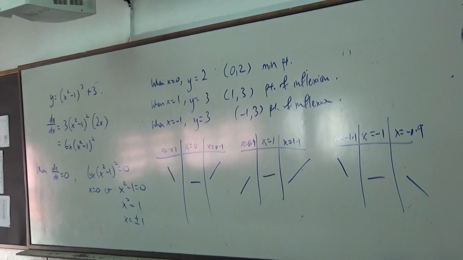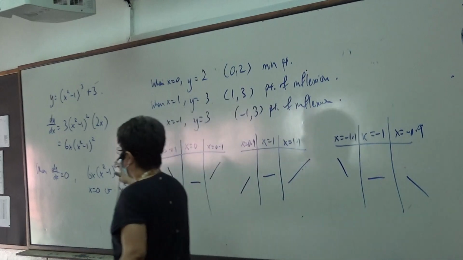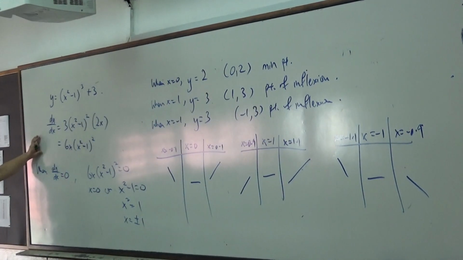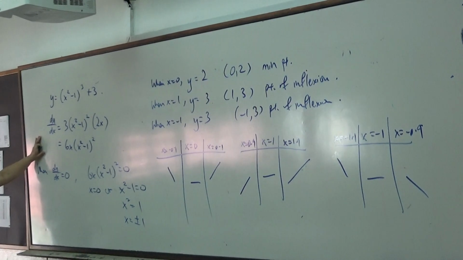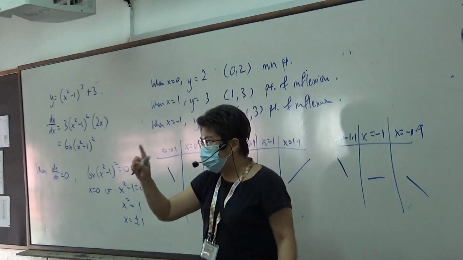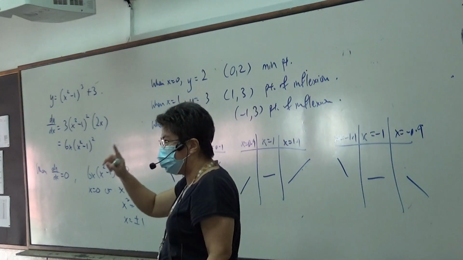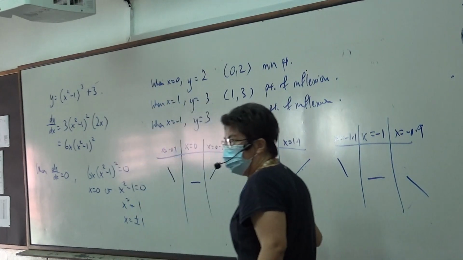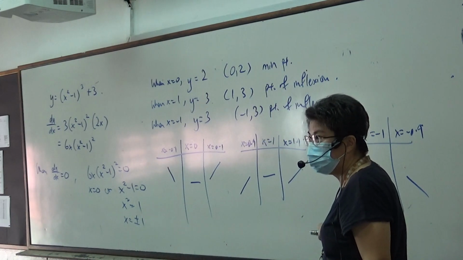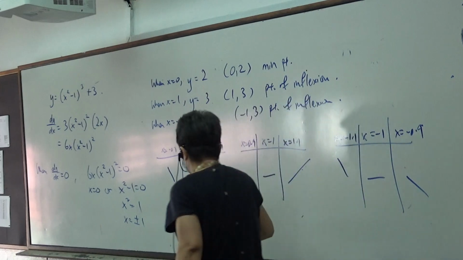Now I want to tell you something here. I told you last week. If you use the second derivative for these 2 points, you will get d2y/dx squared equals 0. Then you have to go back to the first derivative again, because it's inconclusive. You get what I'm saying? Okay, let's try it out.